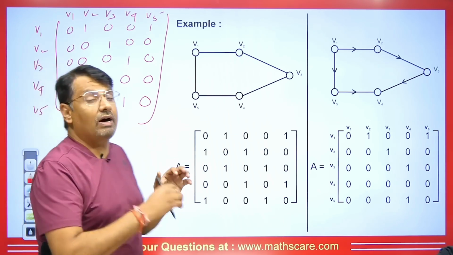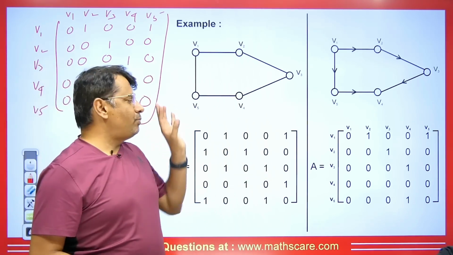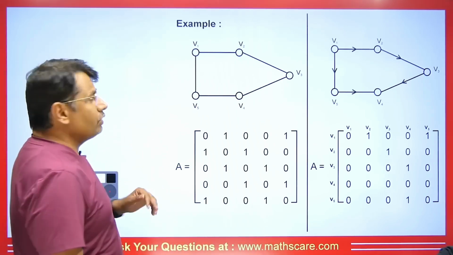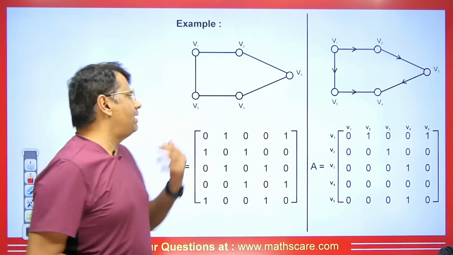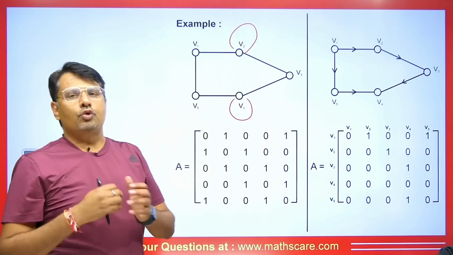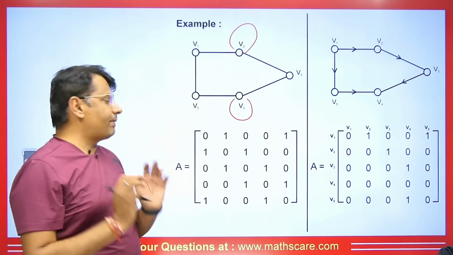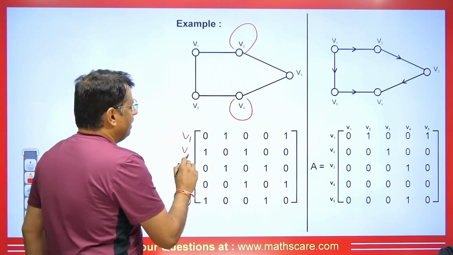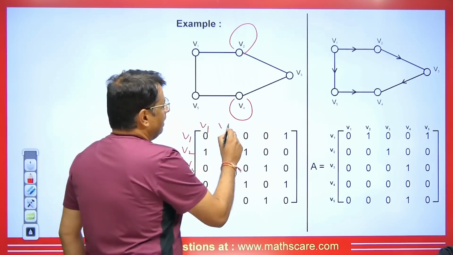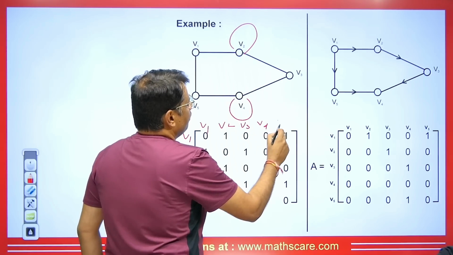If we have an undirected graph, then in that case, the matrix representation is symmetric. Clear? Let's move on. Whenever we have a self loop, let's say if we have a self loop here or if we have a self loop here, then in that case we will have 1 here, right? I want to tell you we have V1 here, V2, V3, V4 and V5 here. This is V1, this is V2, V3, V4 and this is V5.